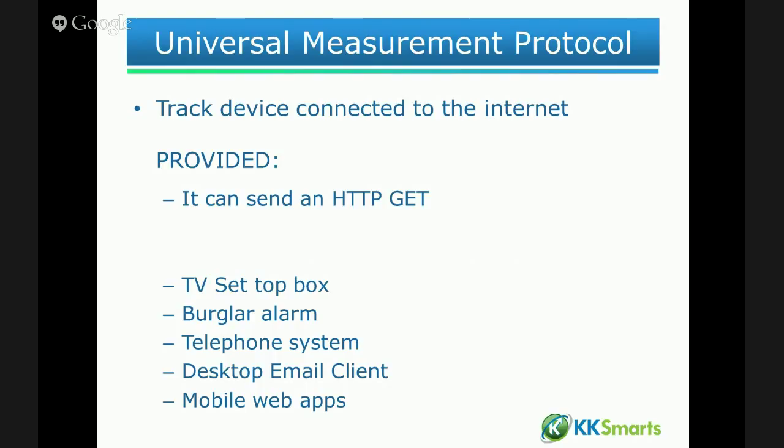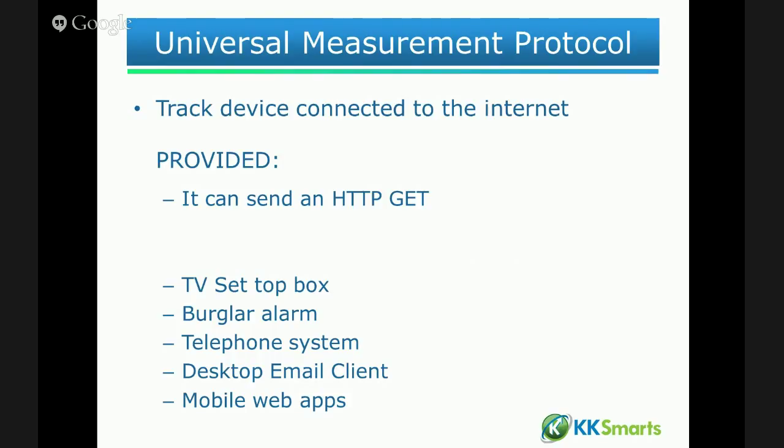So you've got a situation where all sorts of devices that are anything but web browsers can send those sort of requests. It could be a TV set-top box, it could be a burglar alarm, it could be a telephone system. Now, there were one or two telephone systems that allowed you to count numbers of people who phoned and relate those to what was going on in terms of your marketing. But the Universal Measurement Protocol made it a whole lot easier for the people who make telephone systems and telephone switchboards to route the data into Google Analytics.